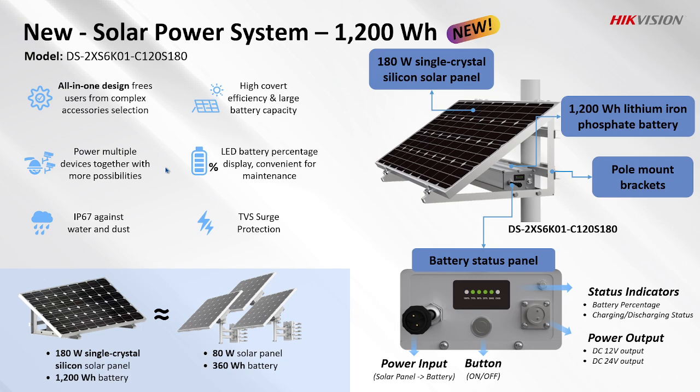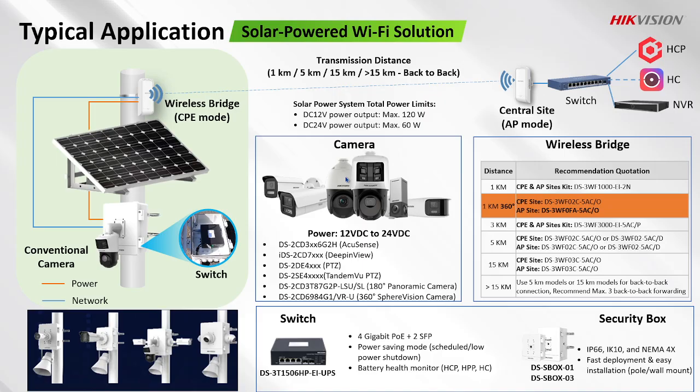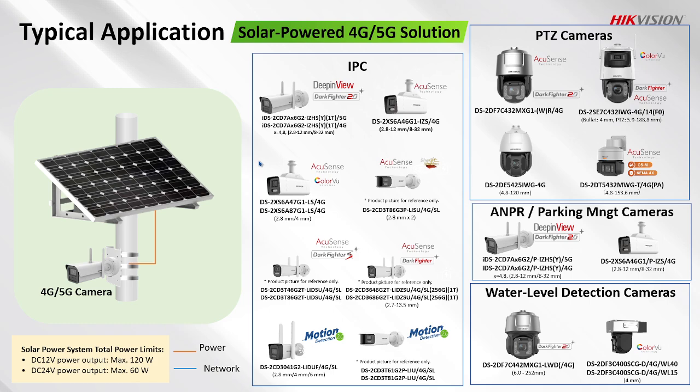Then we have the new solar power system. For bigger setups, we'll get a bigger panel and battery, and then connect this. So we can have a typical setup where I have a solar panel connecting to a camera, connecting to an access point, and wirelessly transmitting. We have the range of 1 kilometer, 5 kilometers, 15 kilometers, or greater than 15 kilometers, and you can do multiple IPs back to back. So this again is another solution from HIKVISION that you would consider for your deployment.